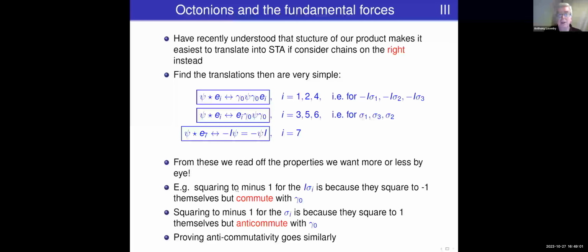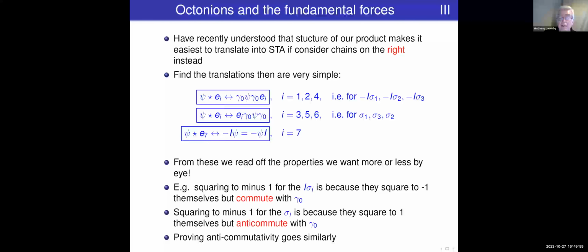I'm going to do this by looking at right multiplications. I've recently understood that the structure of our product makes it easiest to translate into STA if you consider chains on the right. The STA translations of multiplying on the right by unit e_i are as follows. If it's i σ1, i σ2, i σ3, in our assignments that's i = 1, 2, and 4, you reflect ψ in γ0 and multiply on the right by e_i. If it's one of the σ's, that's 3, 5, or 6, again you reflect in γ0 and multiply on the left. And if it's e7, you just multiply by a -i, which says it commutes, it doesn't matter which side. So this is really simple as the basic action of multiplying, doing an element in a chain on the right.